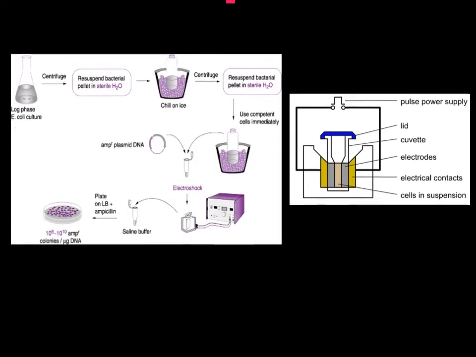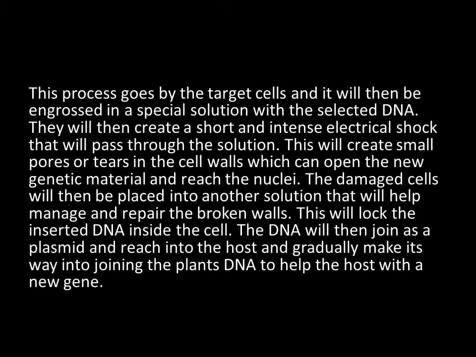Electroporation. In this process, the target cells are immersed in a special solution with the selected DNA. They will then create a short and intense electrical shock that passes through the solution. This creates small pores or tears in the cell walls which allow the new genetic material to enter and reach the nuclei.